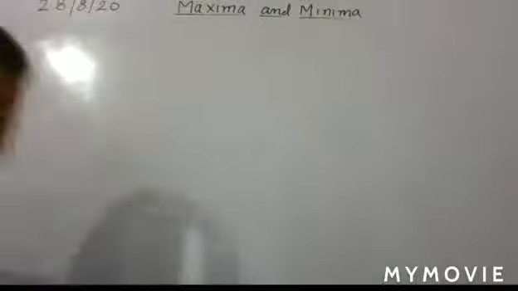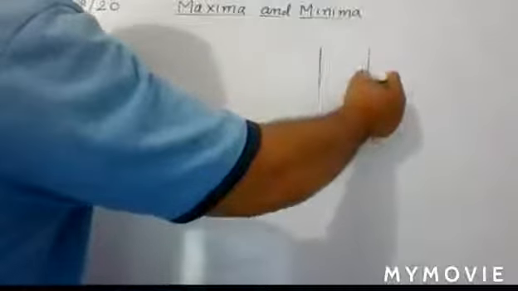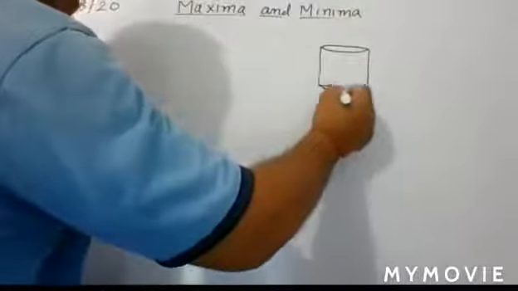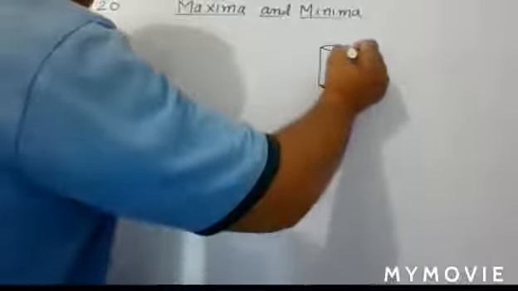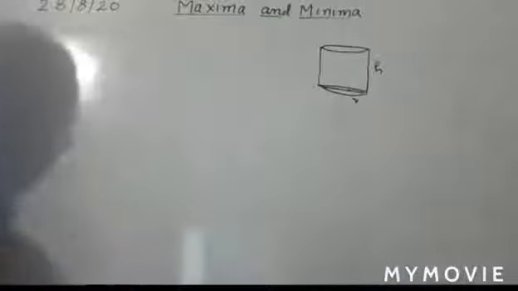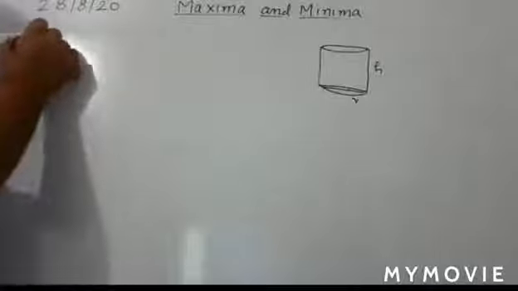Here you have a cylinder, and suppose the radius and height of this cylinder are R and H. Let R and H be the radius and height of the cylinder, and this cylinder is closed. Also, the surface area of this cylinder is given.